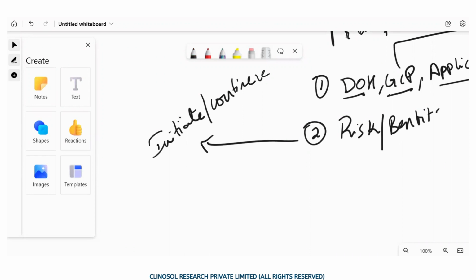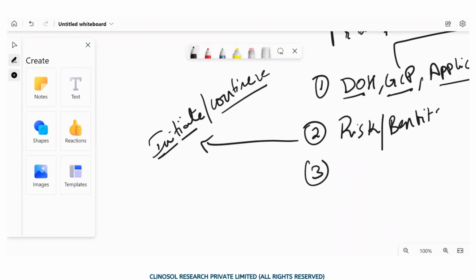So principle number 2 speaks about how, to initiate a clinical trial, the benefit should always outweigh the risk. Before a clinical trial is initiated, foreseeable risks and inconvenience should be weighed against the anticipated benefit, either for an individual person or for society. A trial should be initiated only when the anticipated benefits justify the risk. So benefit should be more than risk, and only then should it be initiated or continued. So this is principle number 2.